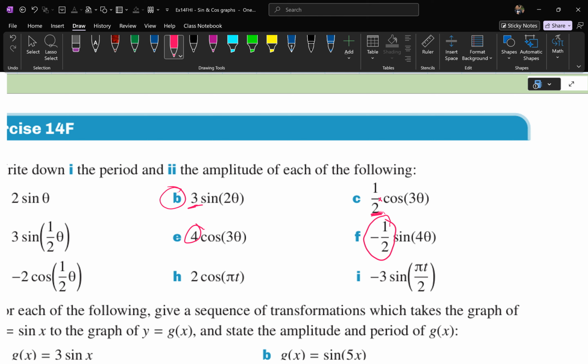Not minus half. It's actually just still 0.5, because remember, what was the definition of amplitude again? The definition was the distance from midline to max line. The negative only just flips the graph, but it doesn't matter if you flip the graph because the distance from the midline to the top or the distance from the midline to the bottom is still going to be the same. You just flip the graph.